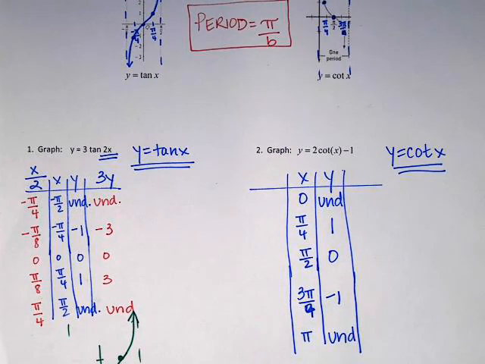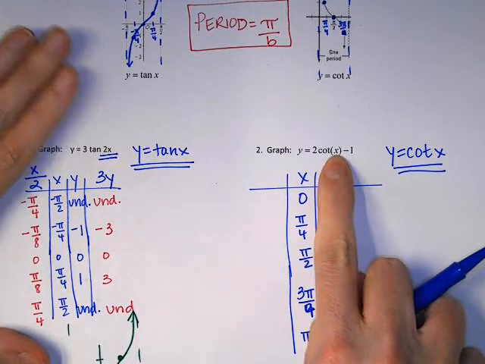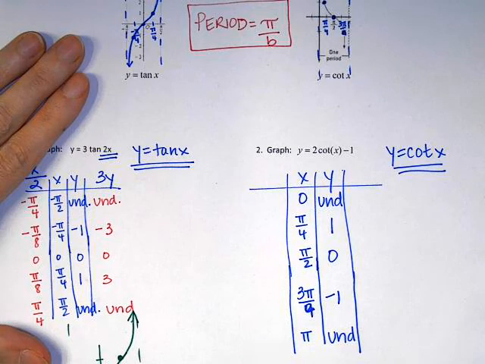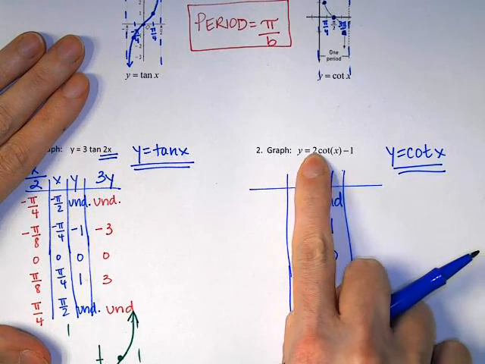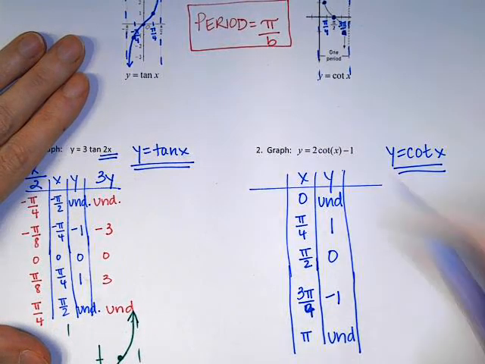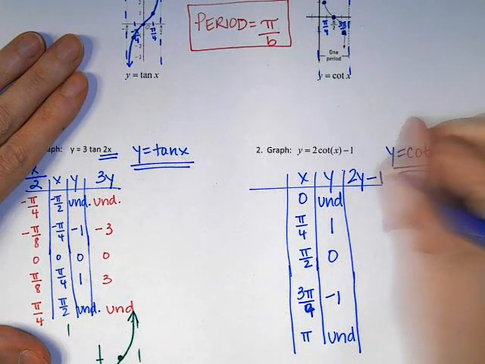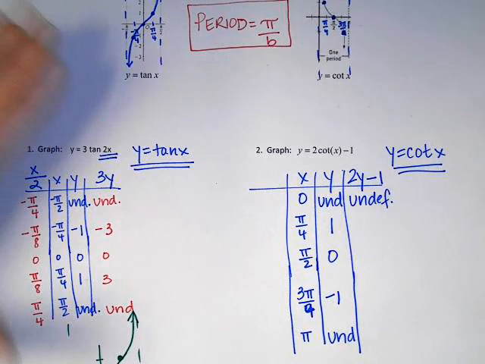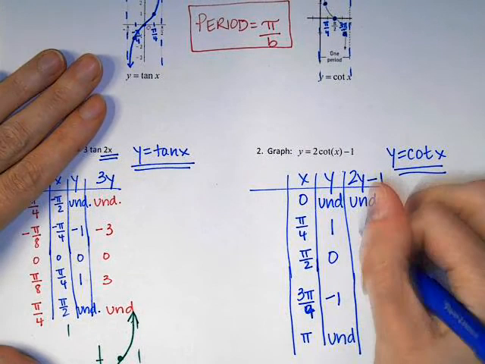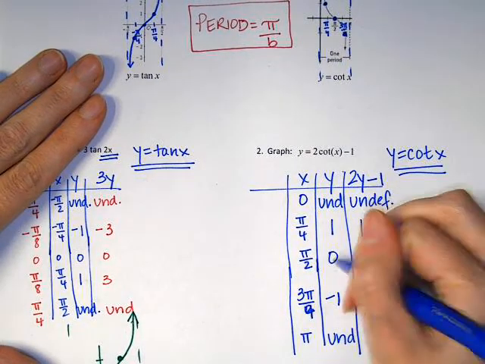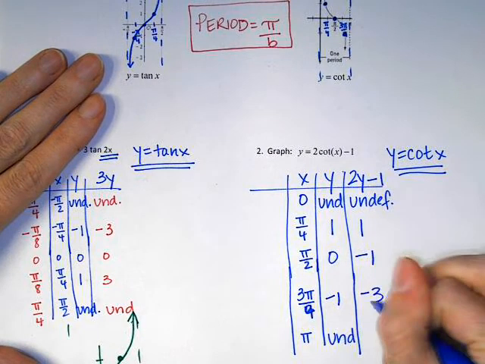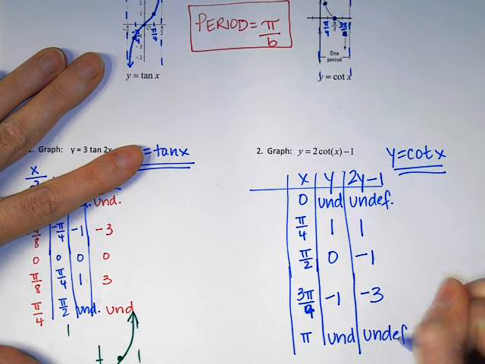Okay, so let's see what's happening. In the x direction, nothing. Okay, so we don't have any changes. In the y, we're multiplying by 2 and subtracting 1. So 2y minus 1. So an asymptote will still be an asymptote. 2 minus 1 is 1. 0 minus 1 is negative 1. Negative 2 minus 1 is negative 3. And this is still an undefined asymptote.